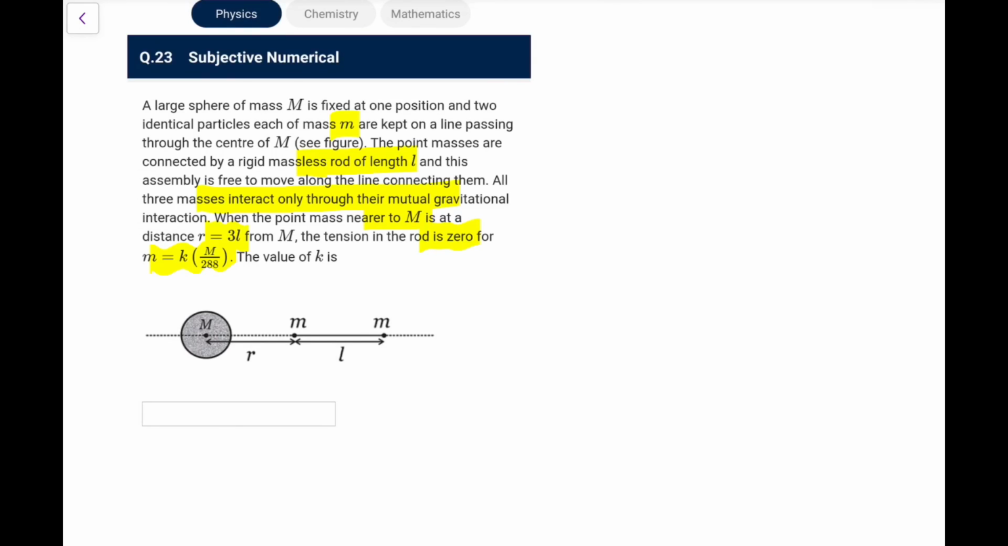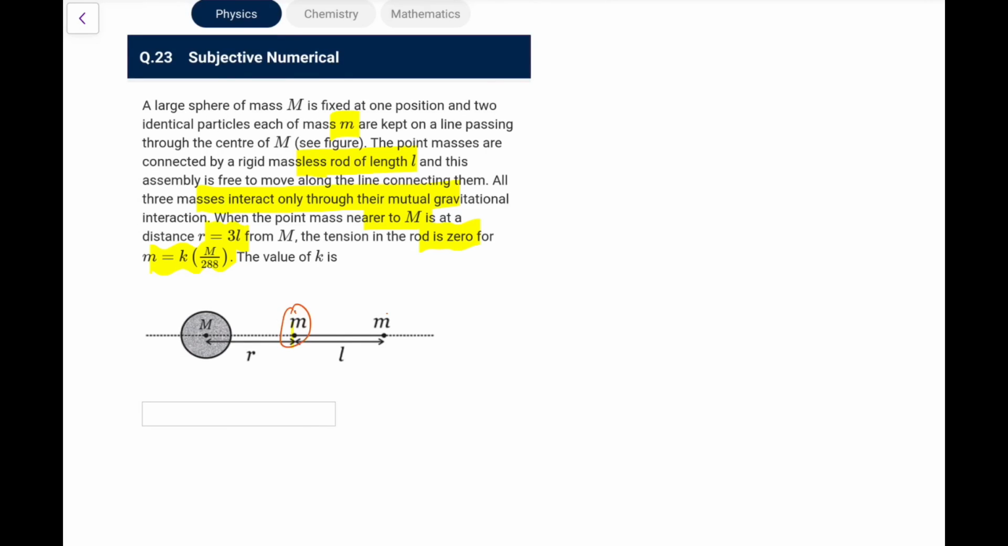Okay, so the tension in the rod becomes 0. So why will the tension in the rod become 0? Simply I will say both will be accelerating. It cannot happen that both will remain at rest, because there are only attraction forces towards left, so it cannot be at rest. So both accelerations will be same and tension becomes 0.